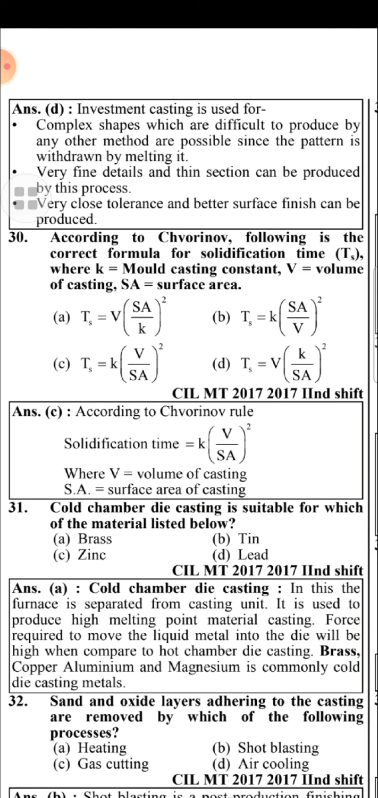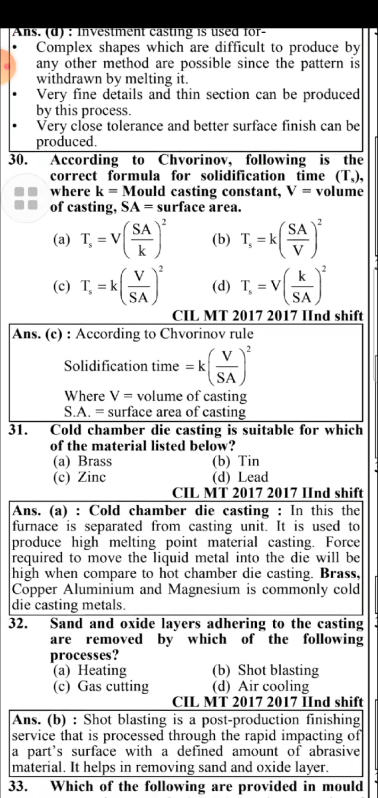According to the Chvorinov rule, the correct formula for solidification time Ts is Ts = K (V/Sa)², where K is the mold constant, V is the volume of casting, and Sa is the surface area of the casting.